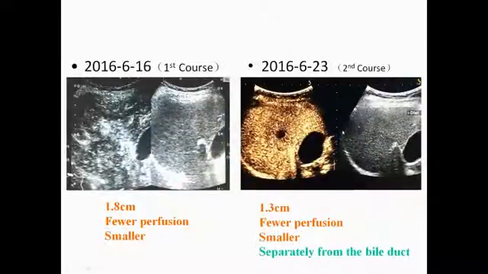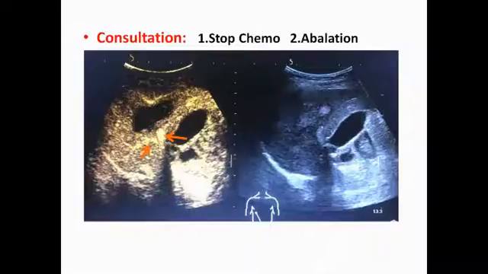By the first course of chemotherapy, we found the tumor became smaller, with little perfusion. After the second course of chemotherapy, the tumor became smaller and smaller with little perfusion, and it was separate from the bile duct. The bile duct is here, so it's good news for ablation. We had planned to wait for 4 to 6 courses of chemotherapy, with CEUS monitoring.